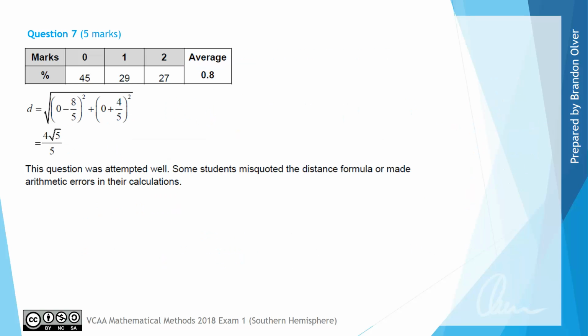From the examiner's report, we can see that 45% of students got no marks for this question, and 27% of students got all 2 marks for this question. Overall, it was attempted well, even if it wasn't successfully done by all students. The issues that some students had was misquoting the distance formula or making arithmetic errors in their calculations.